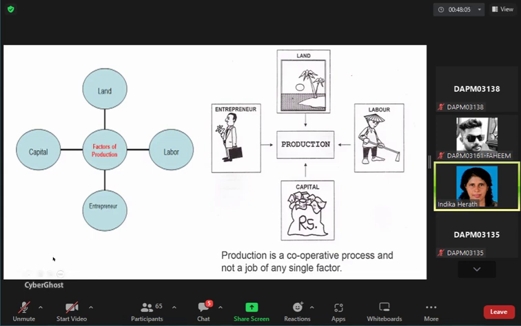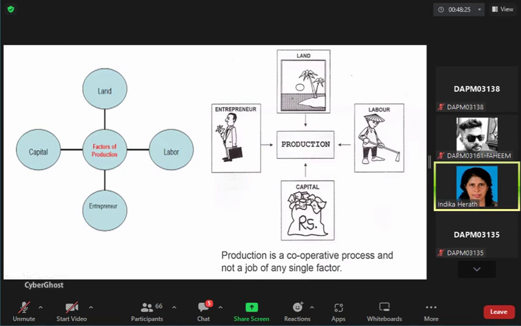Production is... these are not working in isolation, these are working together, right? So we need land, labor, capital, and entrepreneur. All these things have to work together to make a product.